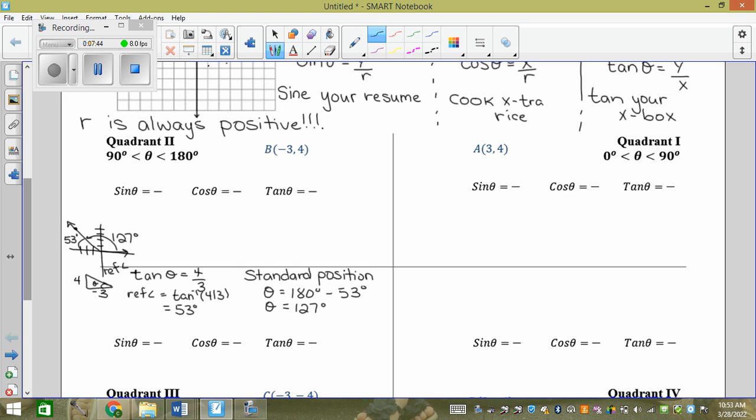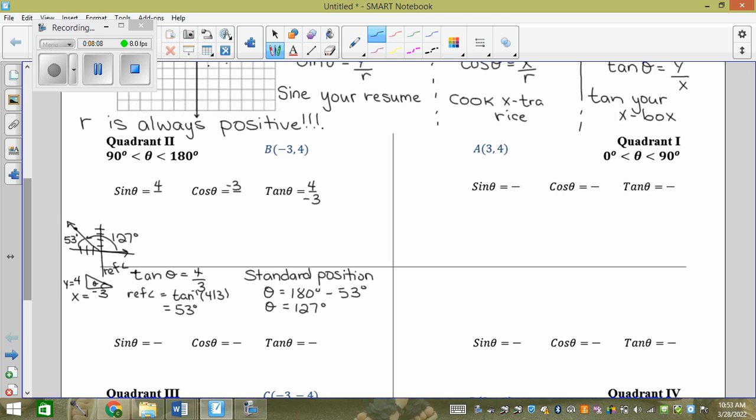Now I know I have a triangle, (-3, 4). I know x equals -3. I know y equals 4. I know sine is y over r, so I'm going to get 4 over I don't know. Cos is x over r, so -3 over I don't know. And then tan is y over x, 4 over -3.